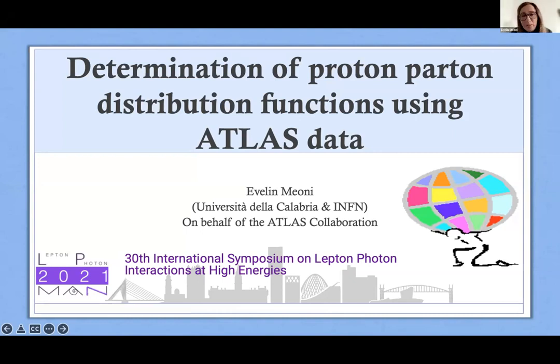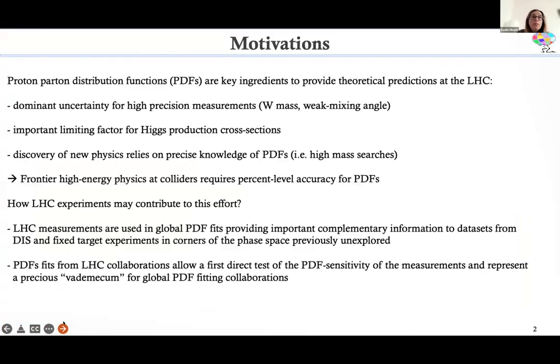Okay, so good morning and good afternoon, everyone. It's a pleasure for me to present today the latest result of the ATLAS collaboration on proton parton distribution functions. So, as you know, PDFs are a key ingredient to provide theoretical predictions at the LHC. And I just remind you that PDF uncertainties are the dominant uncertainties for high precision measurements, such as the W mass and the weak mixing angle. They are also an important limiting factor for Higgs physics, and they also have an impact on searches. Indeed, the discovery of new physics relies on the precise knowledge of PDFs.